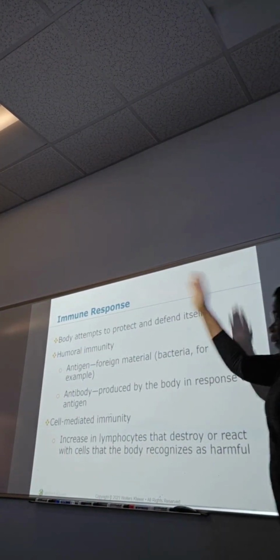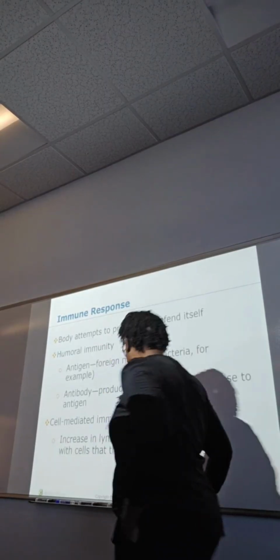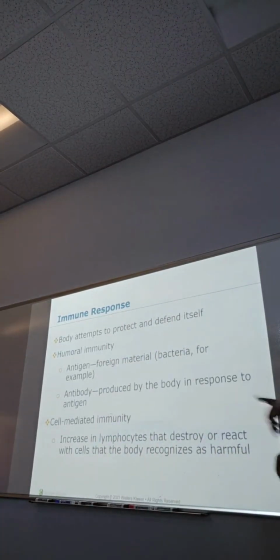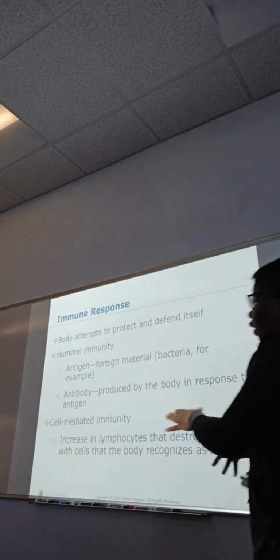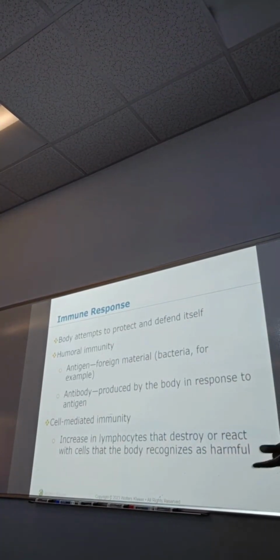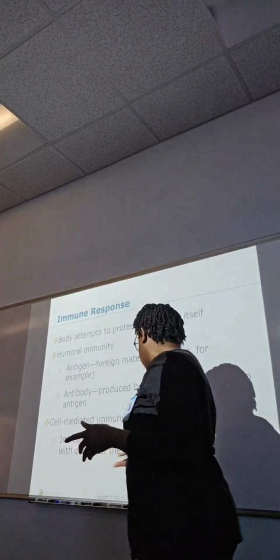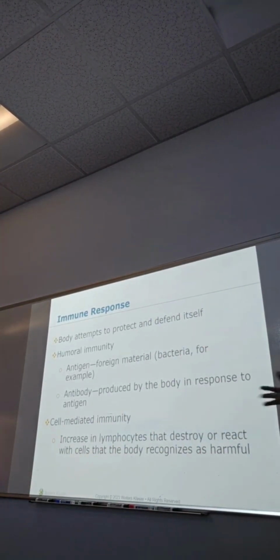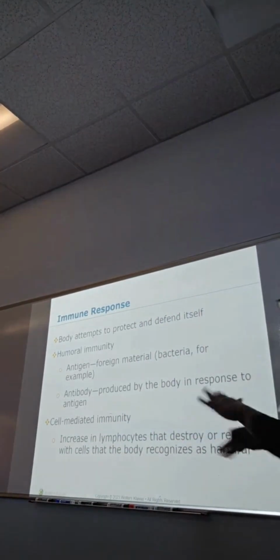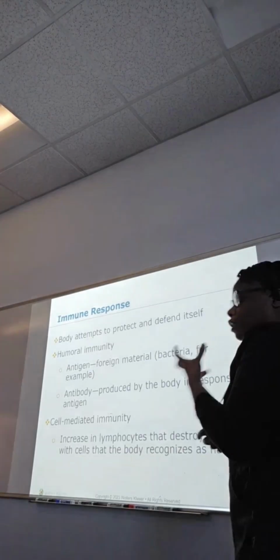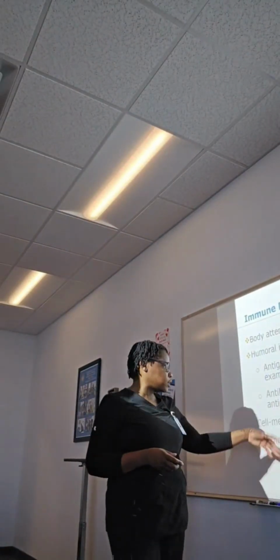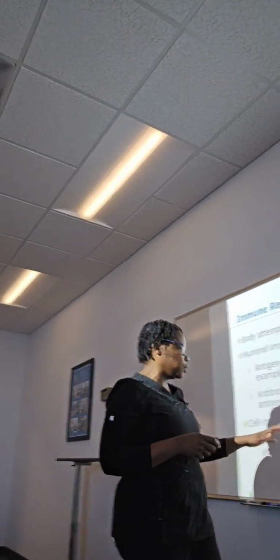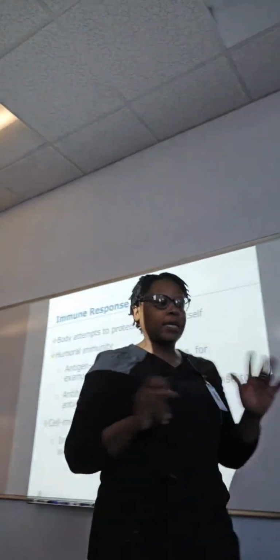All right, back to immunity. Then you also have CMI, or cell-mediated immunity. This now is where there's an increase in lymphocytes. You see that with your white blood cells. Then these lymphocytes are basically eating up and destroying those cells that are deemed dangerous. That's what they're doing with regards to cell-mediated immunity. The white cells are destroying any foreign objects that are going to be harmful.